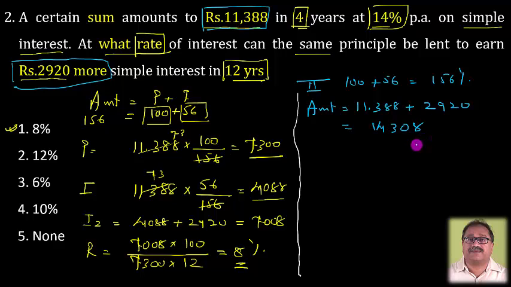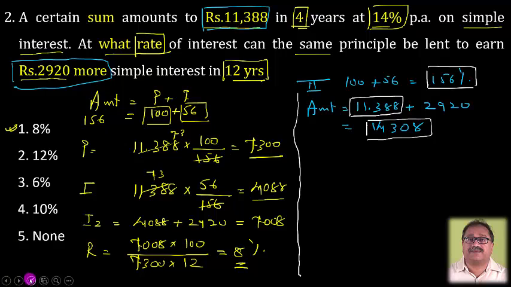Now there is a small logic here. This 11,388. This is what percentage of the principal? 156% of the principal. Now my requirement is not 11,388. It is 11,388 plus additional interest, that is 2,920, which is 14,308. That means I need this much money, 14,308. Then this money will be what percentage? I know 11,000 plus is 156%. Then this 14,000 plus will be what percentage?